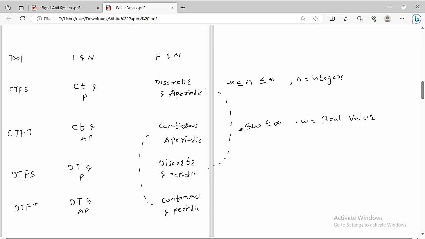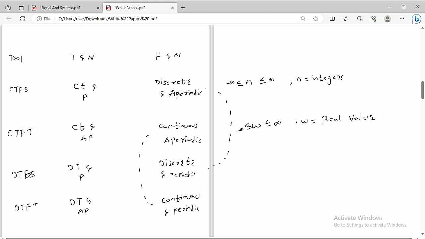Because omega is also a complex number. Here the magnitude is an even spectrum and the phase angle is an odd spectrum. So we can say it will take a real value. Therefore, the graph is going to become continuous. It will become continuous, but there is nothing like periodic. It will also be aperiodic.